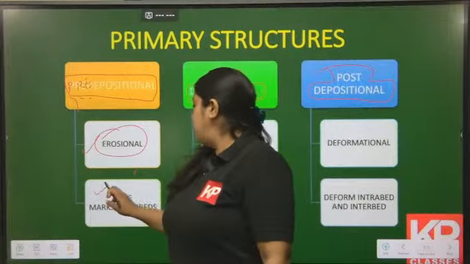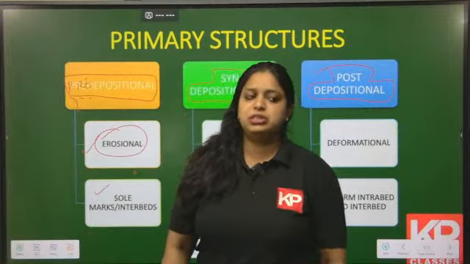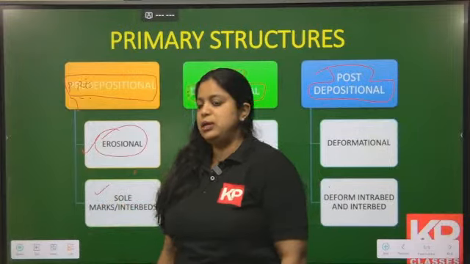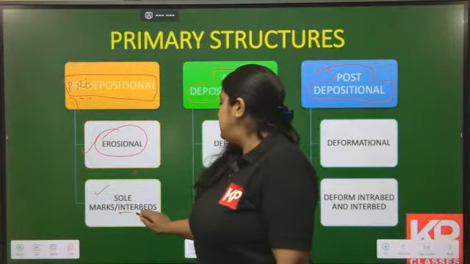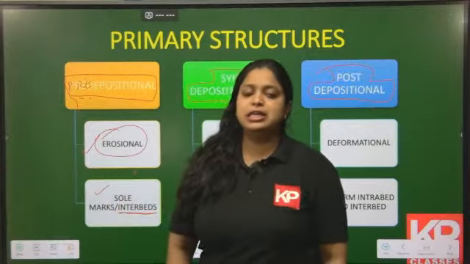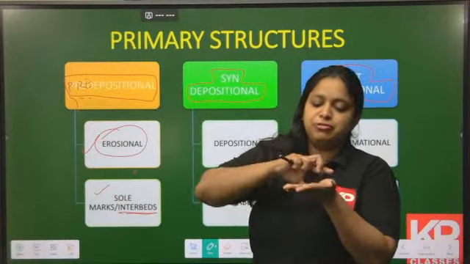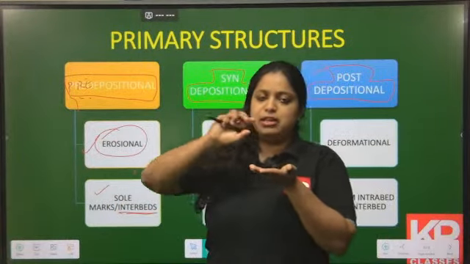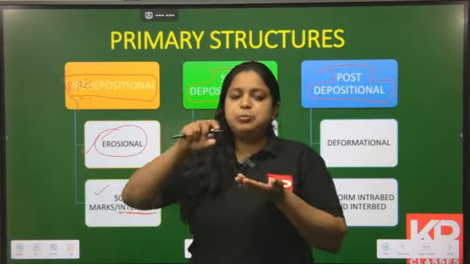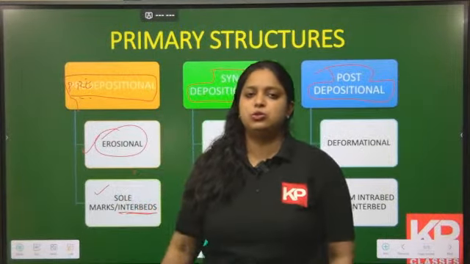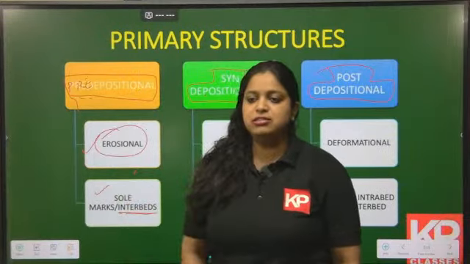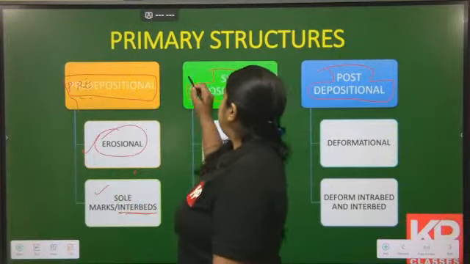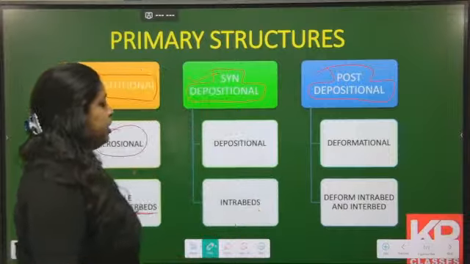An example is sole marks. Sole marks are pre-depositional or erosional sedimentary structures, which are also called interbed structures. Interbed means between the beds. If this is one sedimentary rock and another sedimentary rock is above that, in between these two beds, we will get the erosional sedimentary structure or the pre-depositional sedimentary structure. Next one is syn-depositional structure.